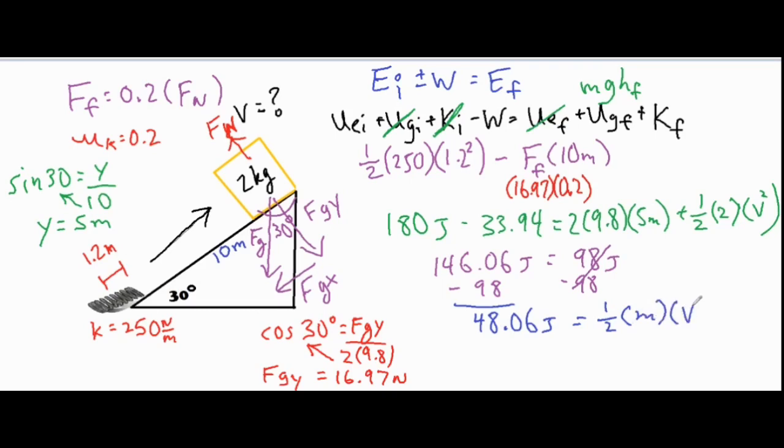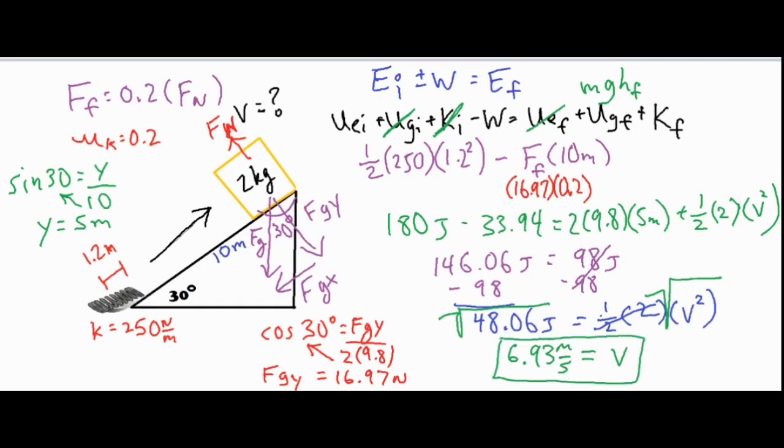1/2 mv squared. And we know our mass is going to be 2 kilograms, so we can go ahead and put that 2 there. And then the 1/2 times 2 is 1 anyway, so we don't really care about that too much. It's not going to change our answer mathematically. So then we can go ahead and square root both sides. And that's going to give us our final velocity, which comes out to 6.93 meters per second.